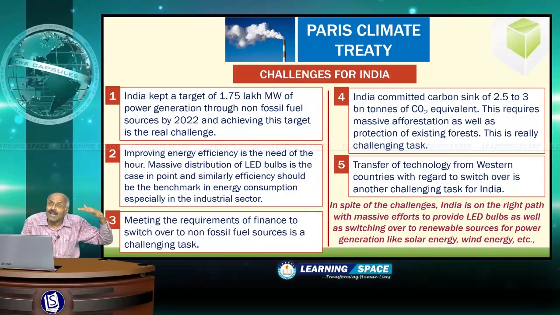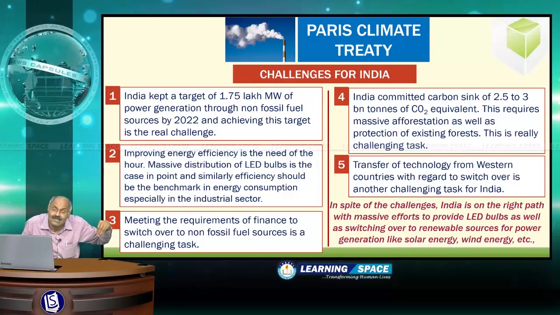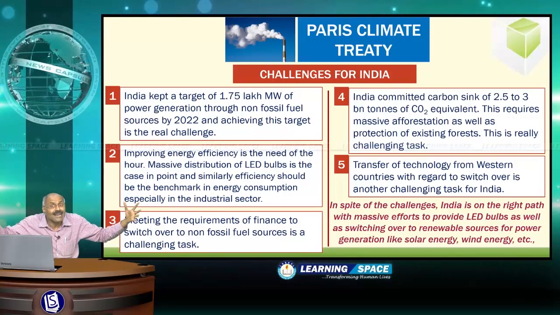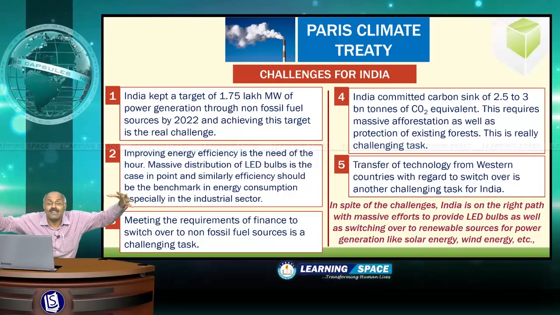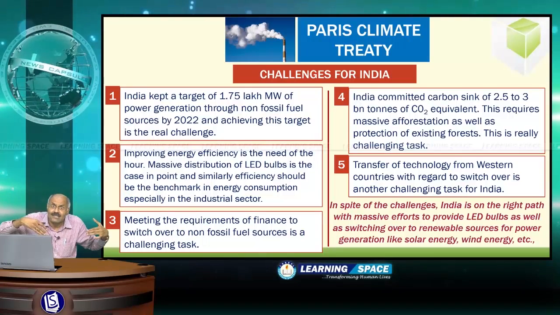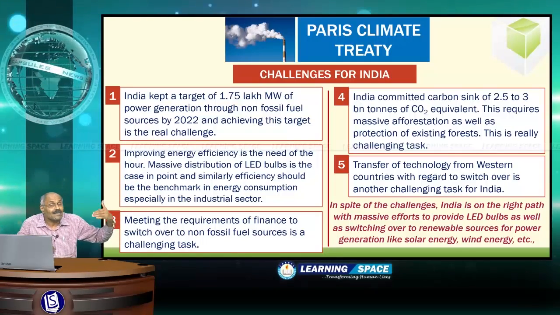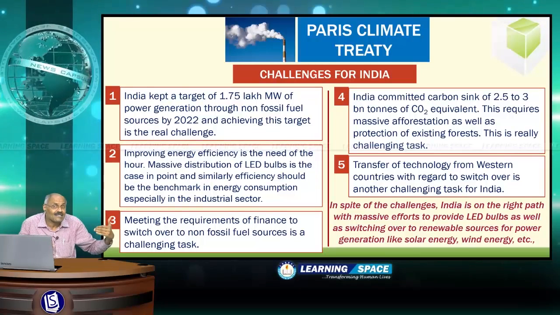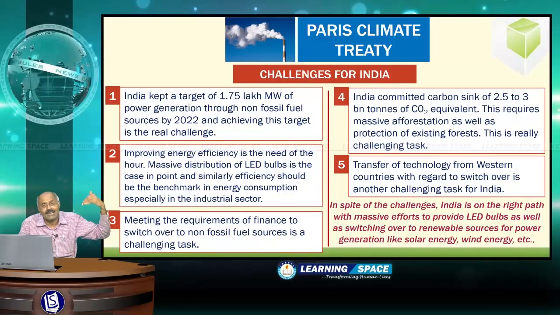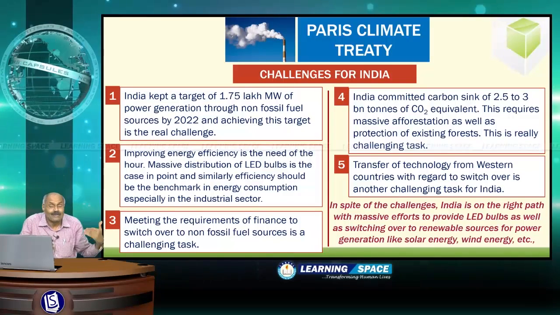Then fourth one is India's committed carbon sink of 2.5 to 3 billion tons of CO2 equivalent. And it requires massive afforestation. And India is struggling to keep the existing forests intact. A lot of deforestation is taking place day by day, and under these circumstances, whether it is possible to go for massive afforestation is the big question mark. And transfer of technology from Western countries with regard to switching over to renewable energy sources is another challenging task for India. And in spite of these challenges, India is on the right path.